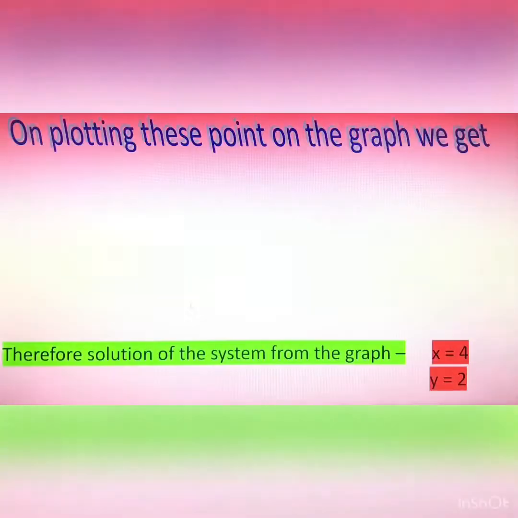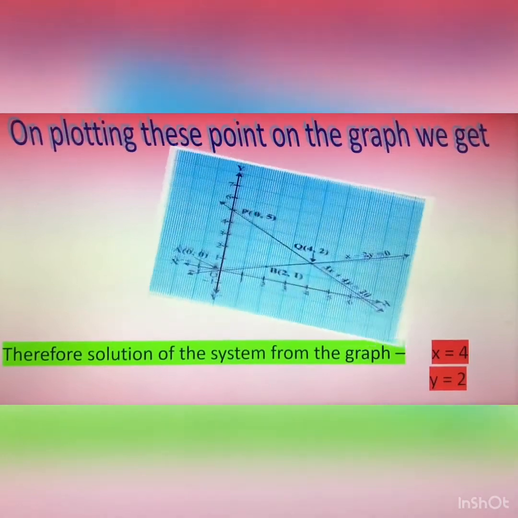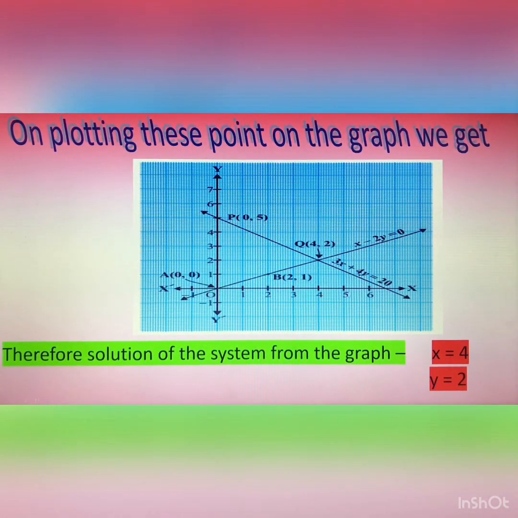We will represent, or plot, these points on the graph. When you plot these points on the graph, you will get two lines. The first one is x - 2y = 0, and the second one is 3x + 4y = 20. These two lines intersect at a point, and this intersection point is called the solution of the system. The perpendicular distance from the x-axis is 4, and the perpendicular distance from the y-axis is 2. Therefore, the solution from the graph is x = 4 and y = 2.